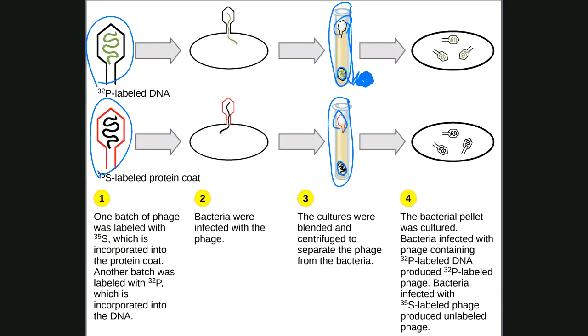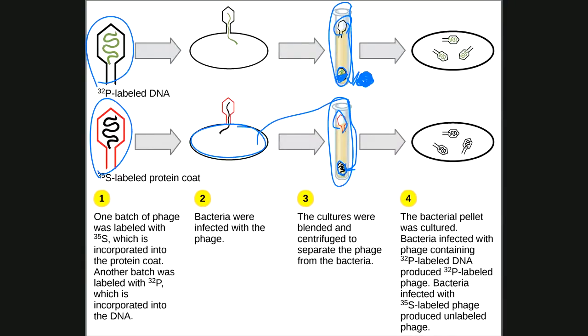Well, they knew that the cell and whatever was inside the cell was going to end up in the pellet, okay? And the leftover virus particles and all the liquid would just be left in the supernatant. So what they were doing is they said, we want to test the pellet. We want to see what's in the pellet. Is it DNA or is it protein? And they could test because they had radioactively labeled the DNA and the protein.